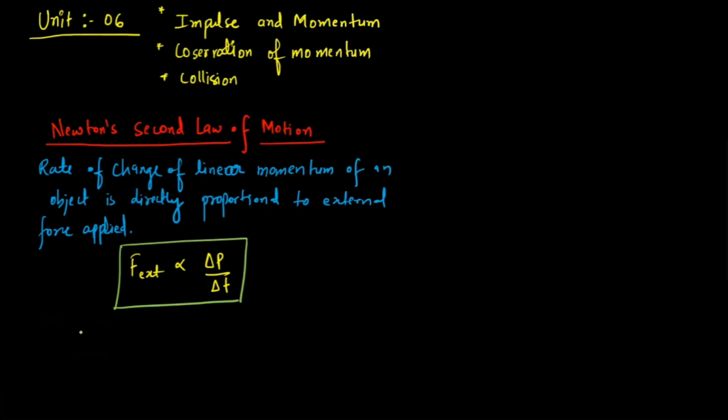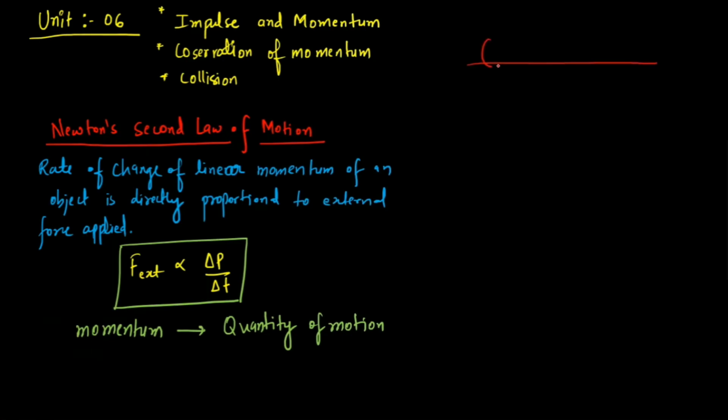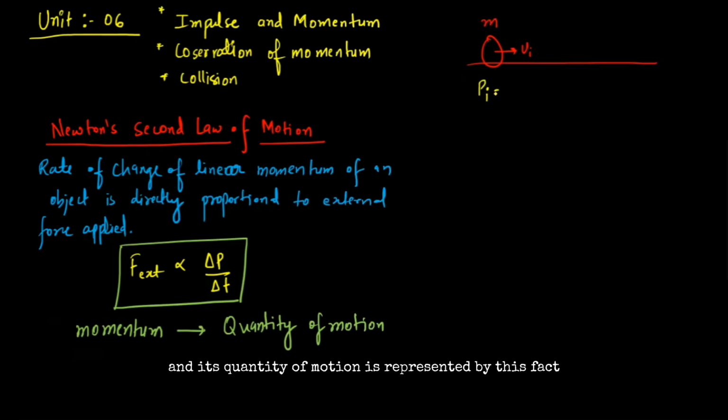As we already know, momentum is a quantity which represents the quantity of motion possessed by the body. So whatever motion an object is going to have is basically represented by its momentum. I already explained this: suppose there was an object moving with a certain velocity v initial, having some mass m. Initially, as the object was moving, it must possess some momentum, and its quantity of motion is represented by momentum equals the product of mass and its initial velocity.